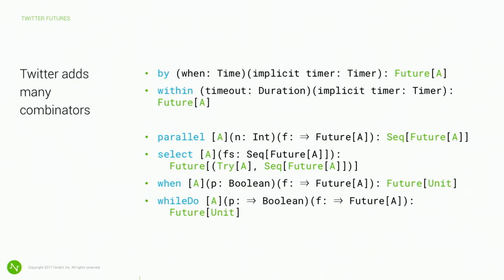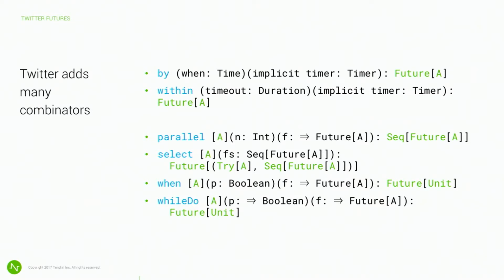We have parallel and select and when and whileDo. All of these are about using futures to control other futures. So parallel runs the same operation n times in parallel, and you see it gives us back a sequence of futures. Select lets us take a sequence of futures and grab the first one that comes back and the list of the rest of them that are there. So it's like racing without discarding all the rest of the things that fail the race.